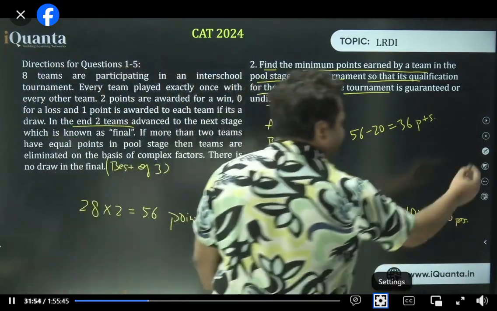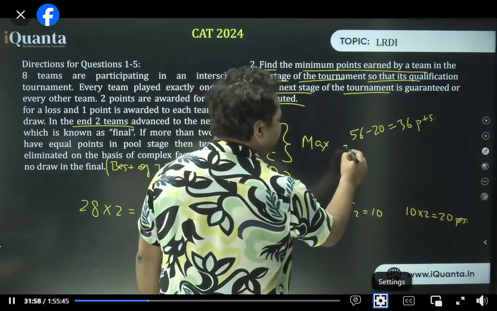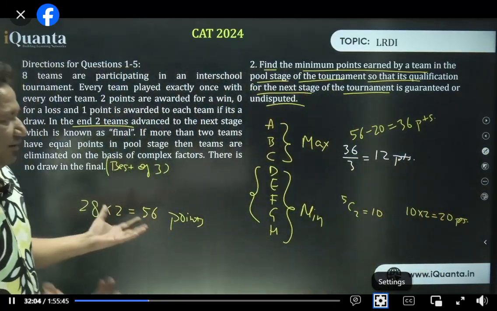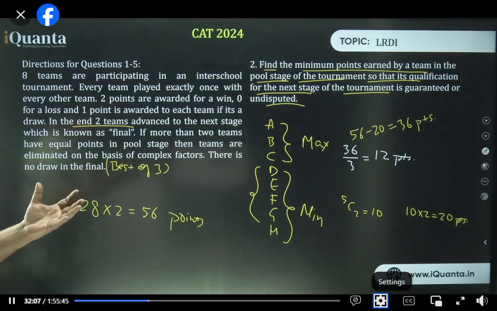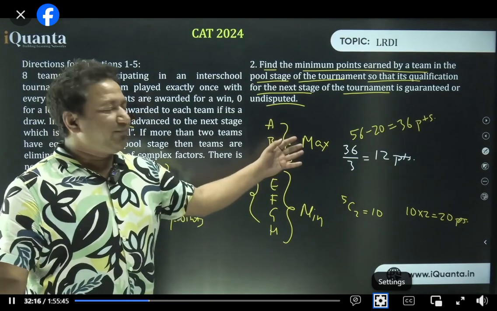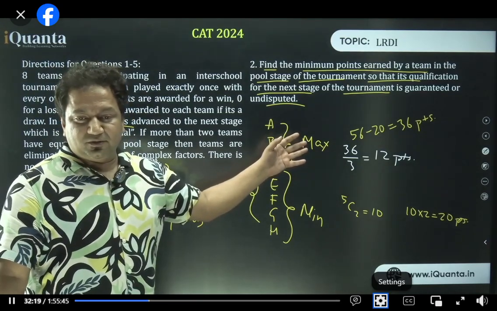And if these 36 points are distributed equally among these 3 teams, each one will get 12 points, and now we will not be having a team which will definitely go to the next stage, because top 3 teams will be having same points, isn't it? Top 3 have same points. Which 2 will go? We are not sure.